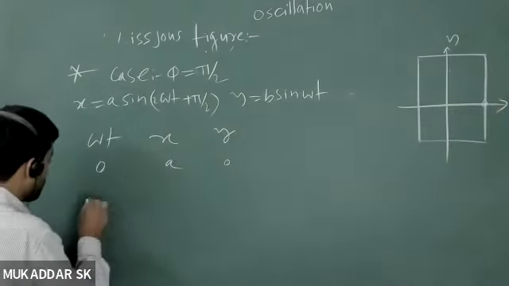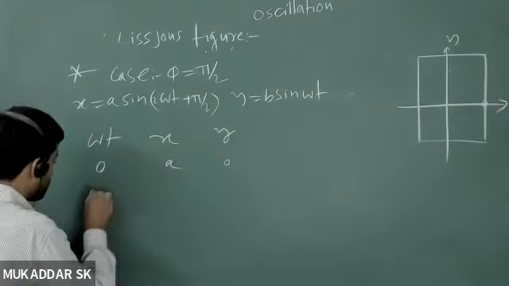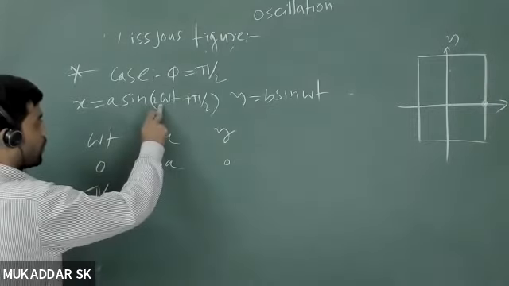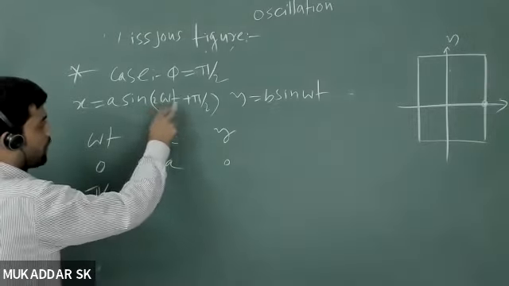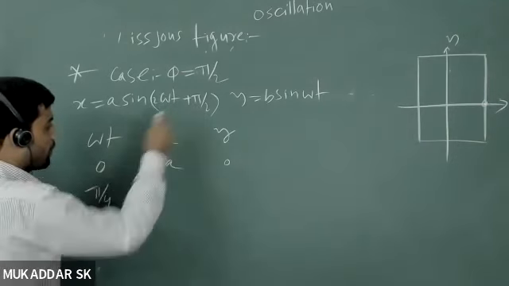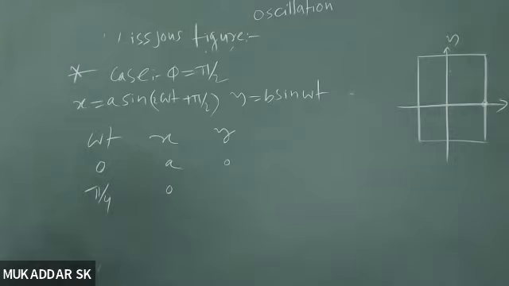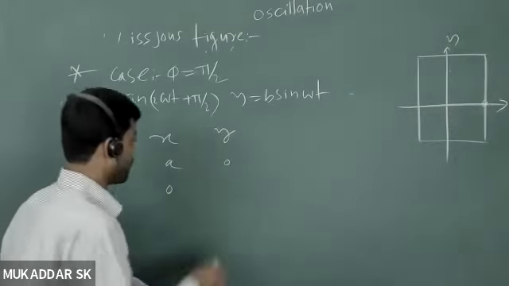Now if you take omega t equal to pi by 4, what will be your x? Omega t is pi by 4, twice omega t will become pi by 2, plus pi by 2, pi. Sine pi is 0. Okay. What about y? Y will become sine pi by 4, b by root 2.